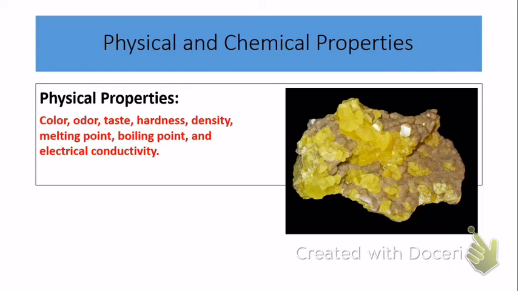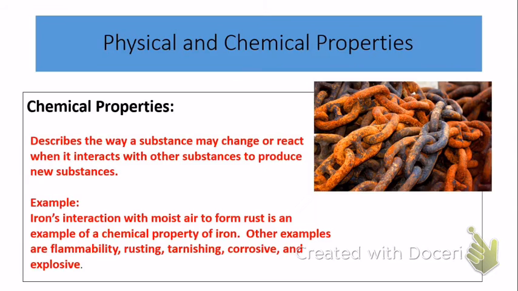And usually the physical properties that we look at are color, odor, taste, hardness, density, melting point, boiling point, and electrical conductivity. These are just some big examples of physical properties. Different substances are going to have different colors. They're going to taste different. They're going to smell differently. They're going to have different hardness, different densities. They're going to boil at different points. They're going to melt at different points. Some things conduct electricity, some things don't. So those are examples of physical properties.